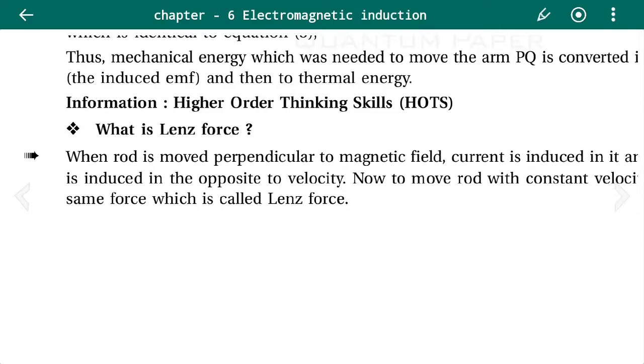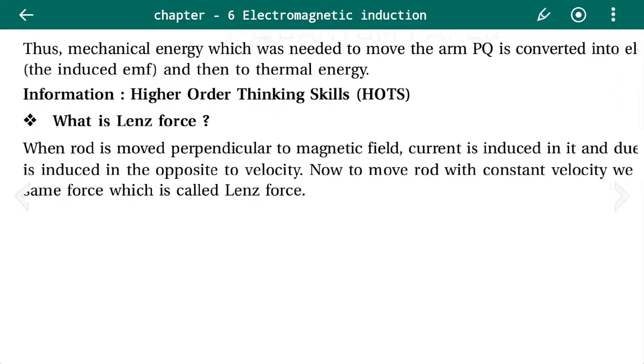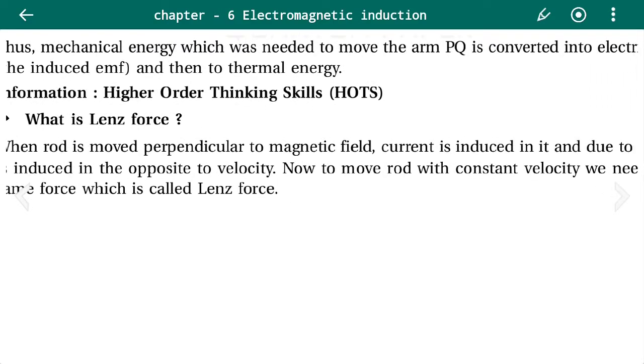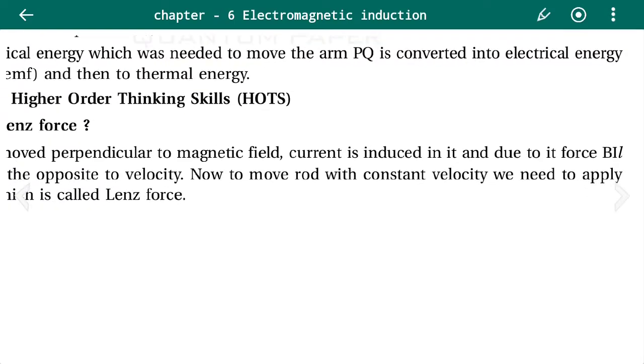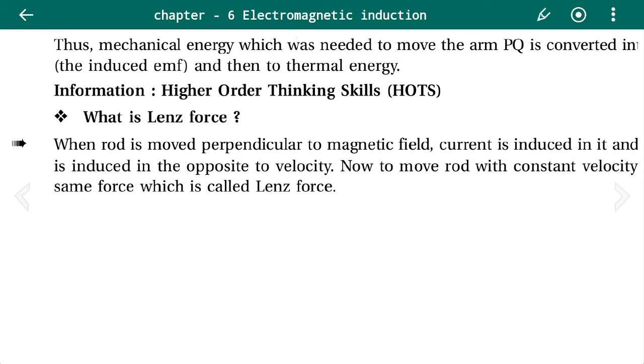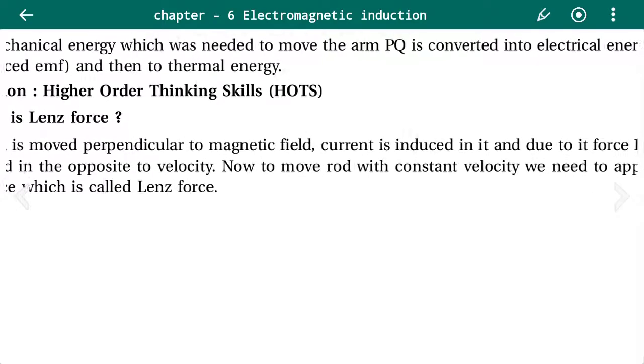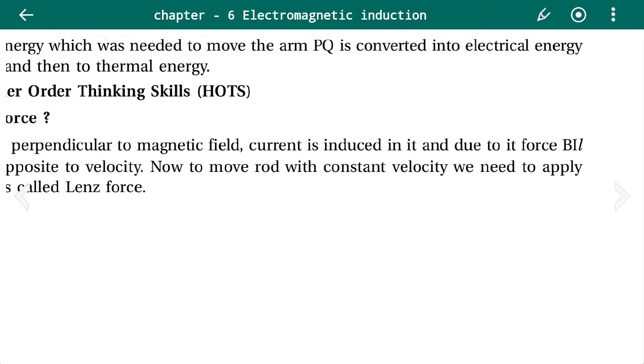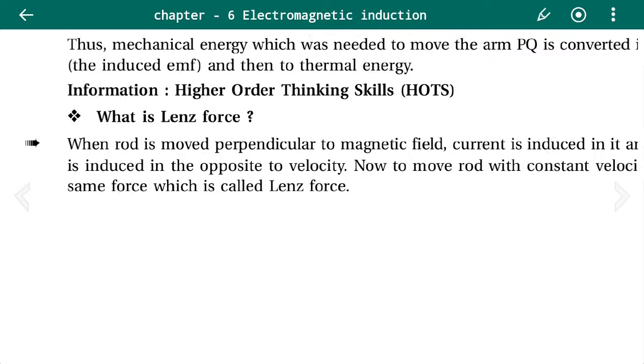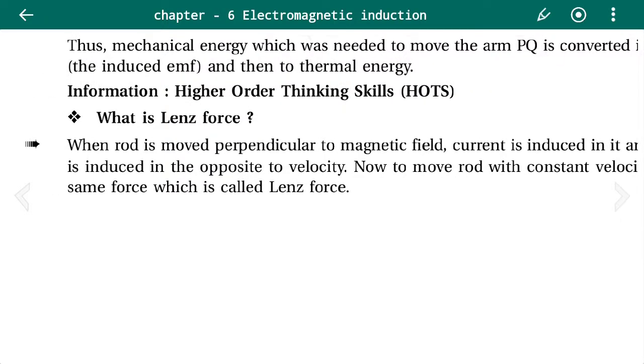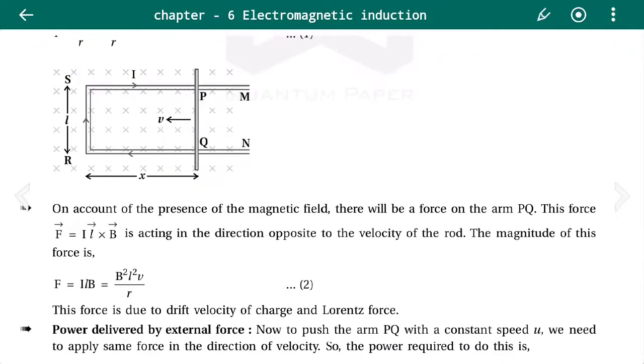What is Lenz's force? When the rod is moved perpendicular to the magnetic field, current is induced in it, and due to it a force BIL is induced opposite to the velocity. Now, to move the rod with constant velocity, we need to apply the same force, which is called the Lorentz force. So students, you may note down this theory.